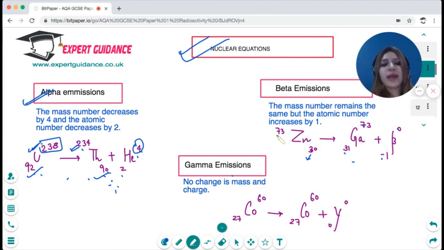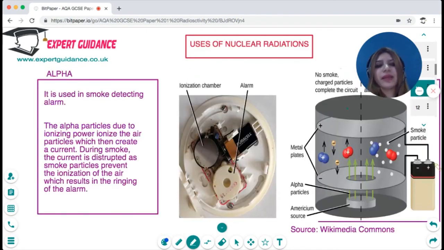So that is why whenever an alpha particle is emitted, the atomic number decreases by 2 and the mass number by 4. In beta, the mass number shows no change, but the atomic number increases by 1, and in gamma, no change. So in the exam, they can give you the nuclear equation and ask you to find the missing element. For the missing element, work out the atomic number, come to the periodic table, and see what element that atomic number is. Now, you should know the uses of nuclear radiation.